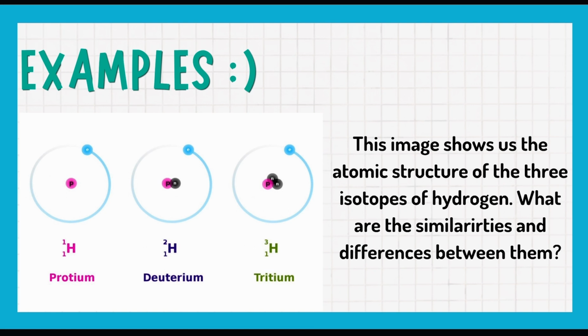There is also a very significant change in the mass number of hydrogen because of the addition of these neutrons. In protium, the mass number of hydrogen is 1. In deuterium, the mass number of hydrogen is 2. And in tritium, the mass number of hydrogen is 3.